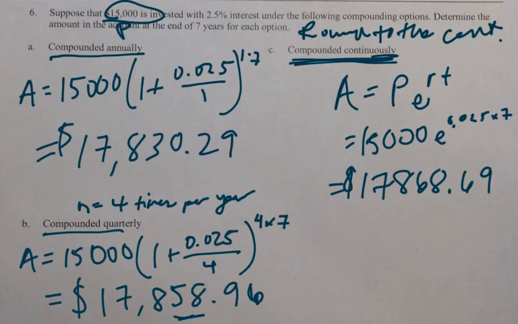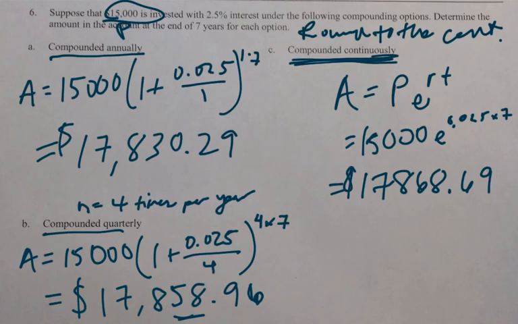Okay? So just a couple of things to note. The most money I could get is if something is compounded continuously. That is approximately $10 more in this example than if it had been done quarterly, and it's about $38 more than if it had been compounded annually. So it doesn't seem like much, but over time or with higher interest rates, it's actually a lot of money.